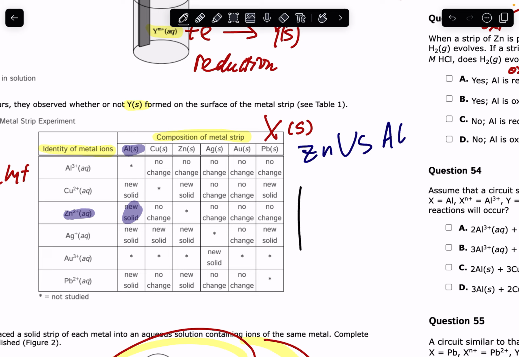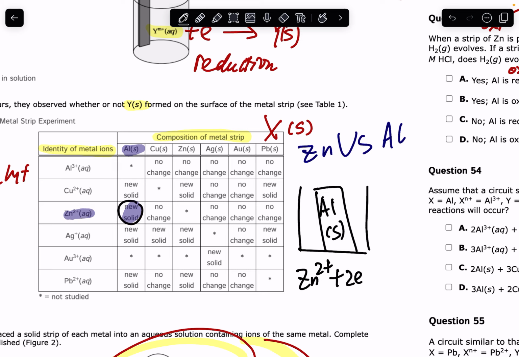Okay, so in this case, it tells me that I have this Al solid, right? And then when you have zinc ion in the beaker, zinc 2 plus forms zinc, it forms new solid, right? So this new solid must be zinc solid, which is the new solid. The old solid is Al solid, right? So this means zinc is gaining electrons, meaning it's getting reduced, right? And on the flip side of the coin, you can say Al is getting oxidized, right?